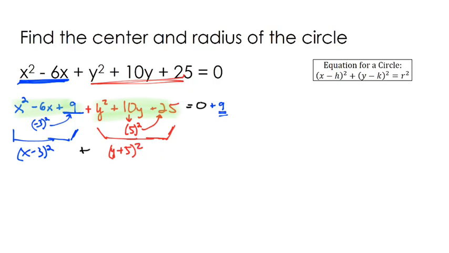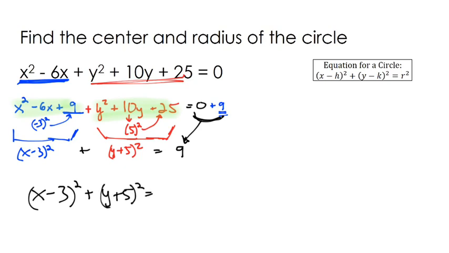So what we have now is this equation. I'll just combine the 0 and the 9 to make 9. And so I now have x minus 3 squared plus y plus 5 squared equals 9. And by completing the square twice, once with the x's and once with the y's, we've created the equation of a circle in this center-radius form. And now we're able to answer the question at hand, find the center and the radius.